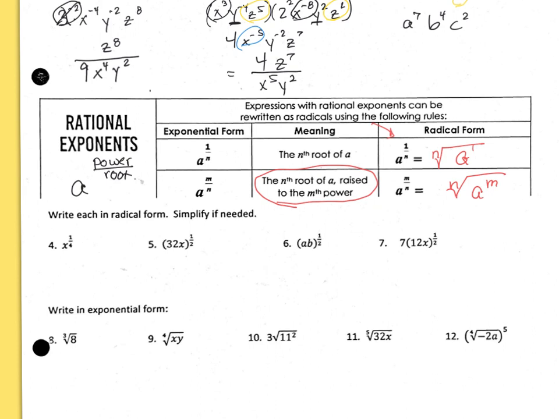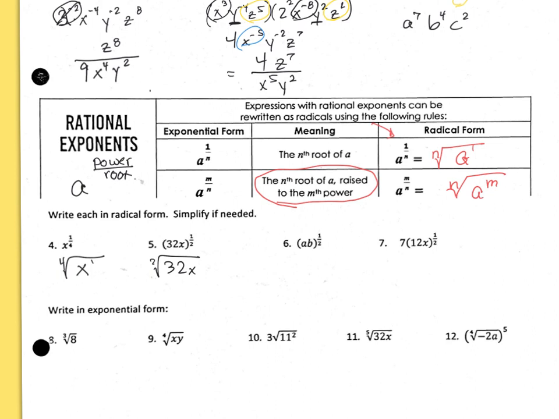All this says is to rewrite in radical form, which means we need a physical radical sign. So it's x to the first power, which you don't have to write, I just put that there, and it's the fourth root. That doesn't simplify, so we're good. 32x, this is all grouped together. It's to the first power, and it's the second root. Now, when you have the square root, you don't have to put the 2 there. You can if you want to, but no number is automatically going to be the square root.